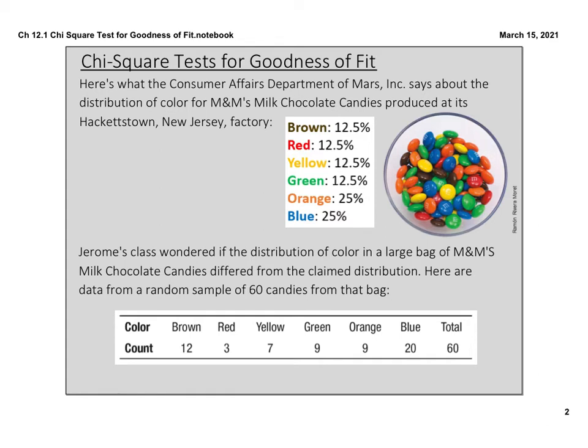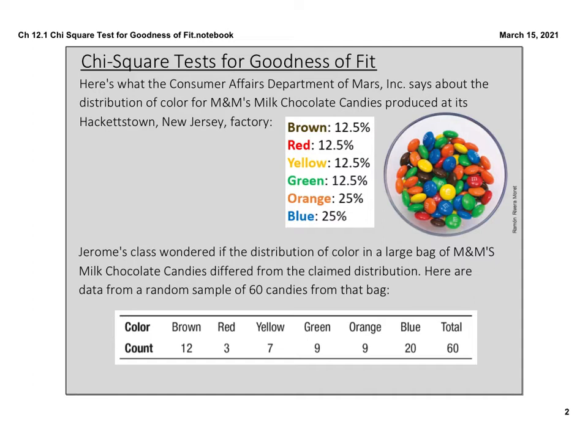It says, here's what the Consumer Affairs Department of Mars Inc. says about the distribution of color of M&M's milk chocolate candies produced at its Hackettstown, New Jersey factory. So we're looking at a case of M&Ms in a bag. And what colors are they? And what should we expect for the distribution? So that's what our probability distribution looks like.